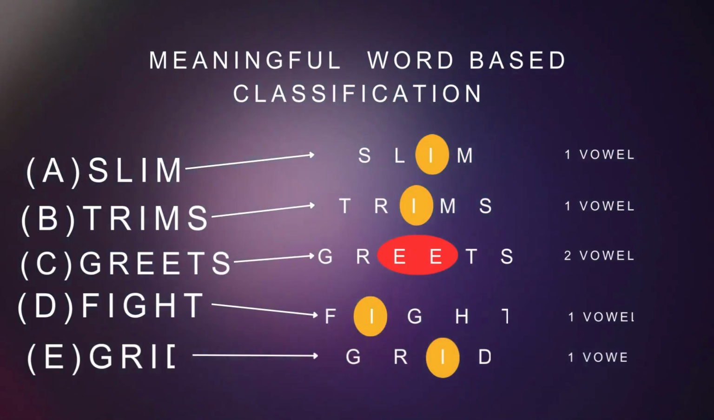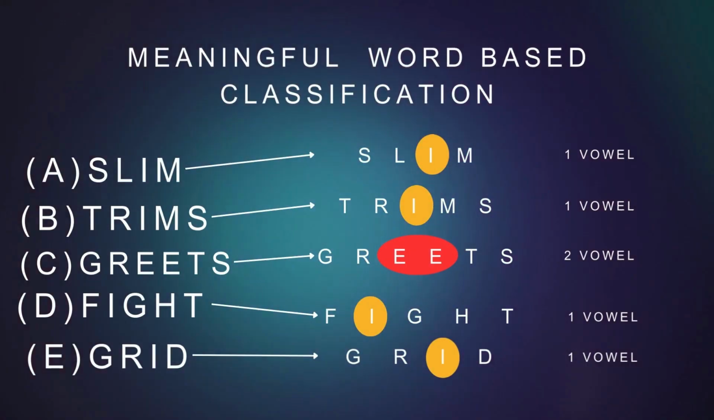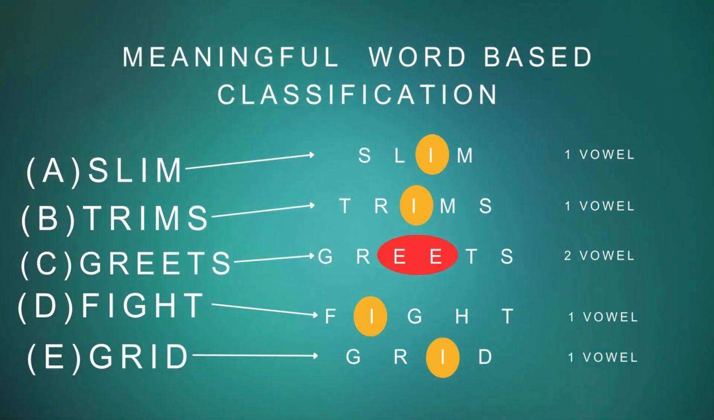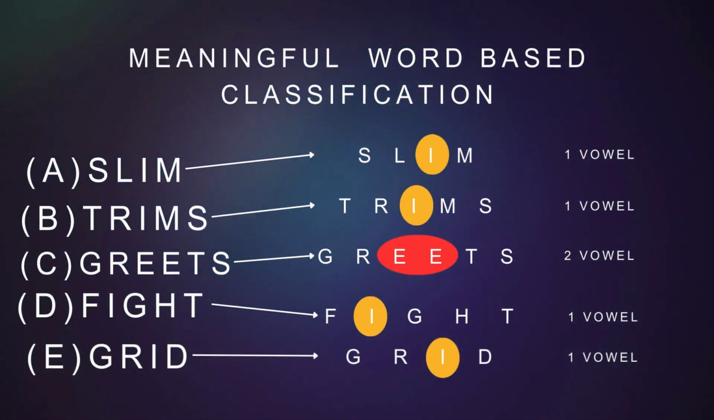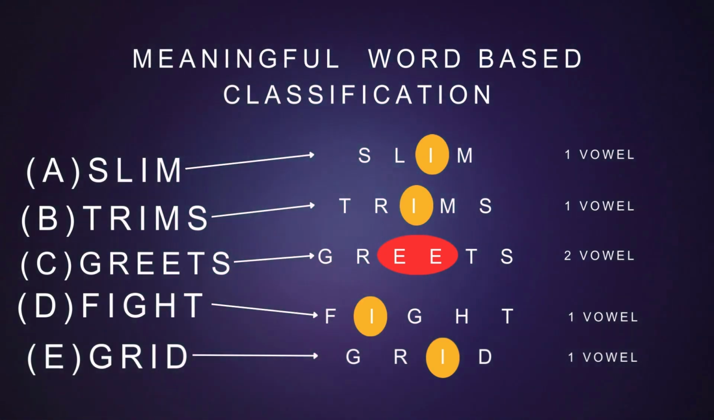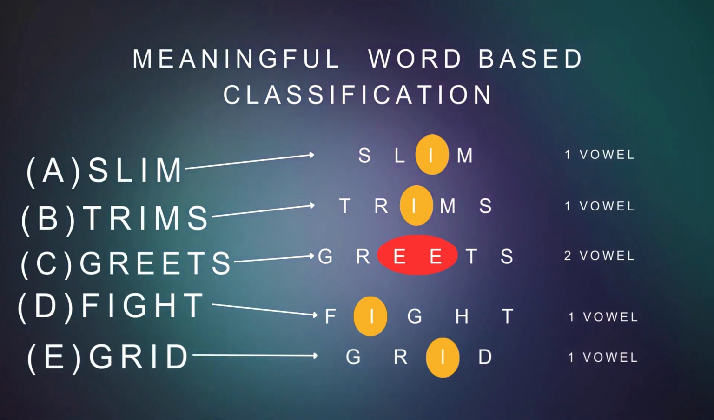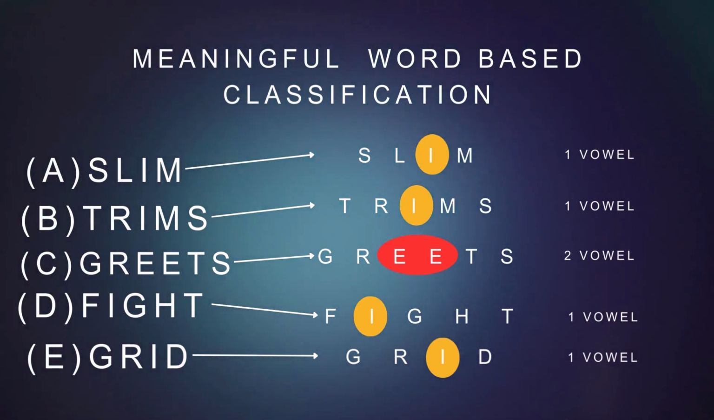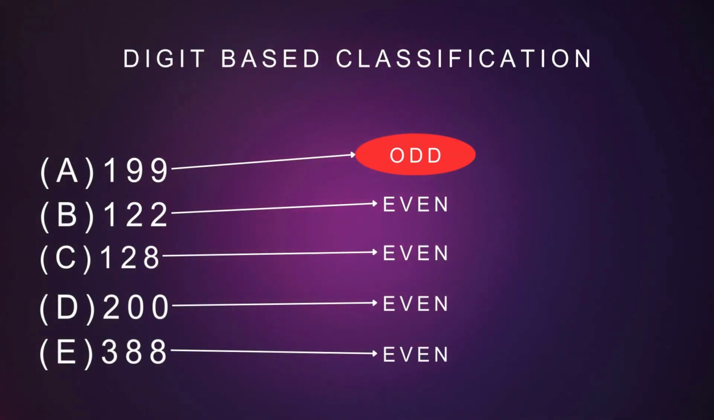Meaningful word-based classification. Find odd one out. Example. Slim, 1 vowel. Trims, 1 vowel. Greets, 2 vowels. Fight, 1 vowel. Grid, 1 vowel. Digit-based classification.